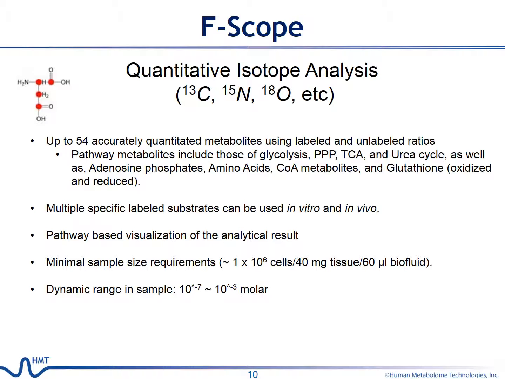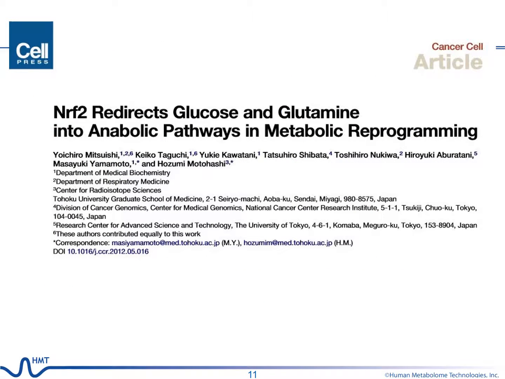However, other substrates such as N15 amino acids or succinate can also be used. Included in the analysis is a pathway-based visualization of isotope distribution and activated metabolic pathways. Sample requirement is low while maintaining a large dynamic range. Now I'd like to provide a few examples of how F-scope has been used by some of our collaborators.